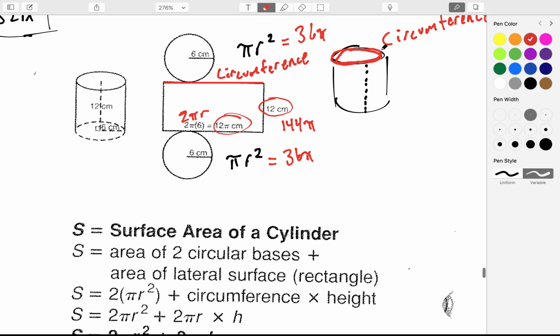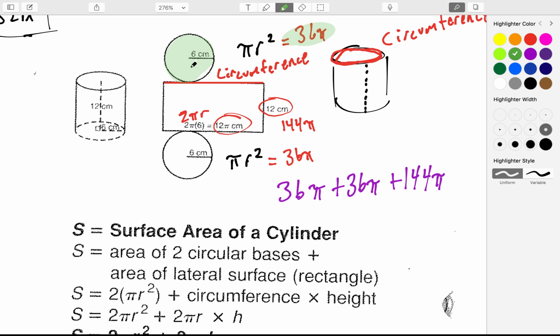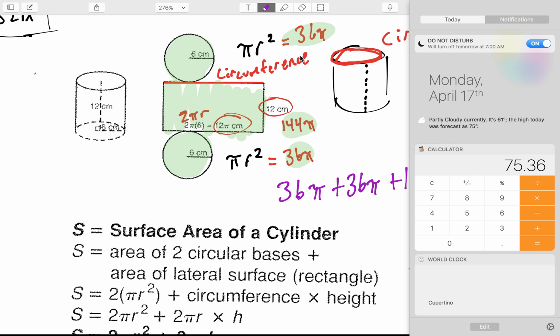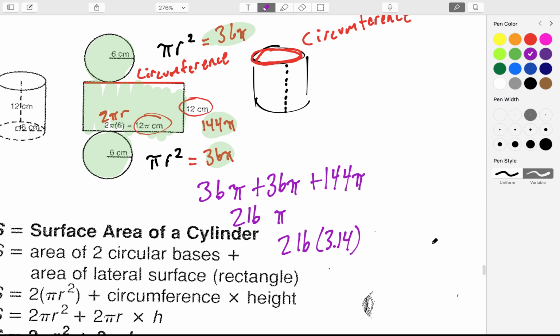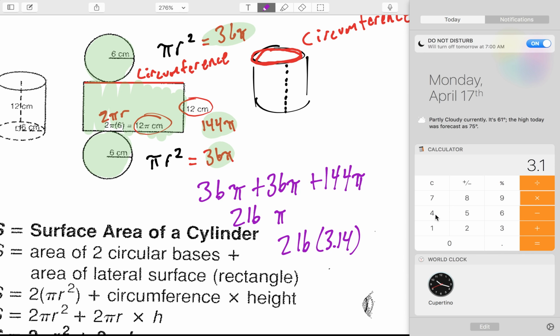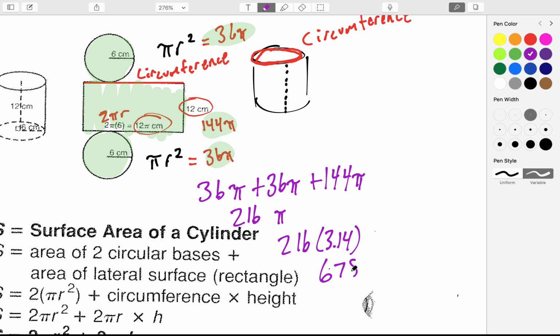Almost done. Now that we found all three parts, we just need to add it up to find the surface area. So this is 36 pi plus 36 pi plus 144 pi. And once again, that came from here, which is the area of this circle, came from here, which is the area of this rectangle, and came from here, which is the area of the bottom circle. When you add it all together, this will be 144 plus 36 plus 36 equals 216 pi. And if they ask, you may have to say 216 times 3.14. Bring the calculator back out, times 3.14 equals 678.24. And you're done.